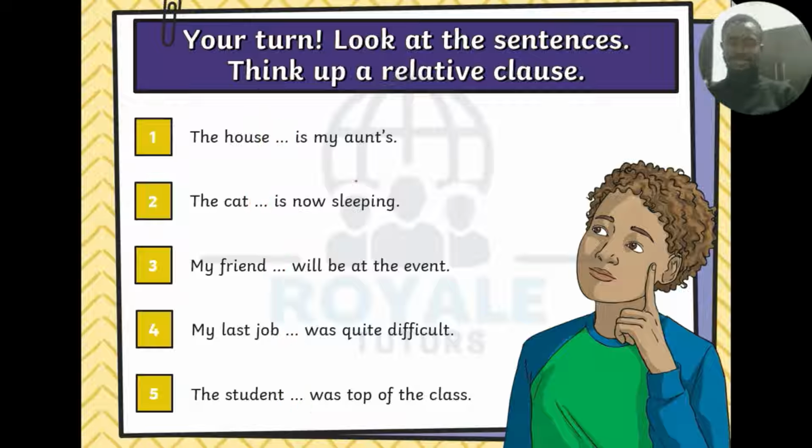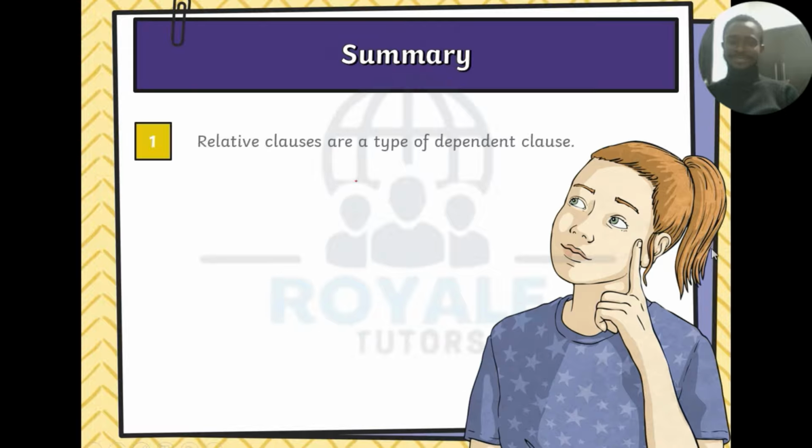Finally, let's look at the summary before we call it a day. Relative clauses are a type of dependent clause. Do you remember? I'm going to remind you again. There are three types of dependent clauses. We have the noun clause, the adverb clause, and then the adjective clause. The adjective clause is also known as the relative clause.